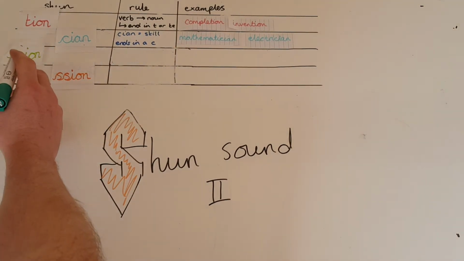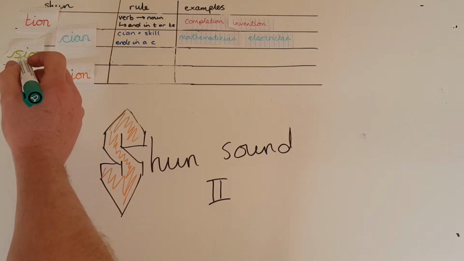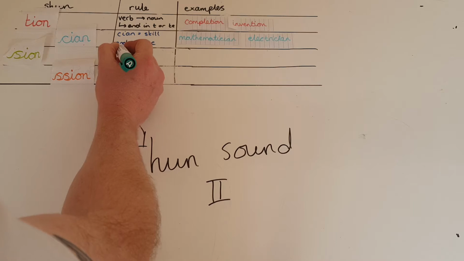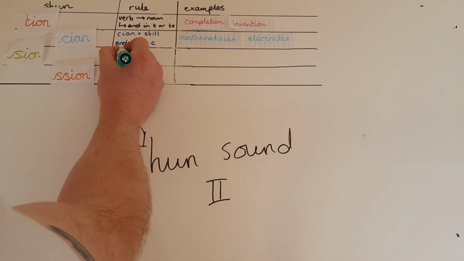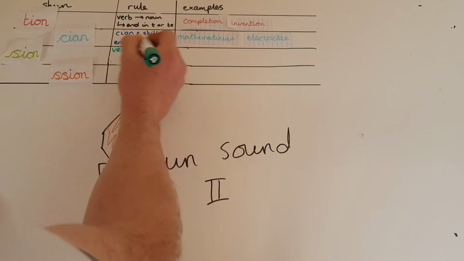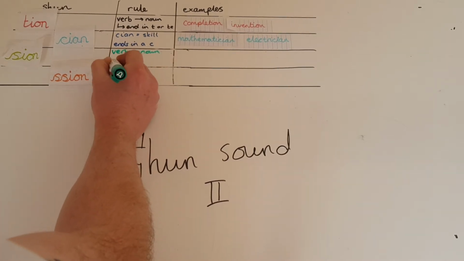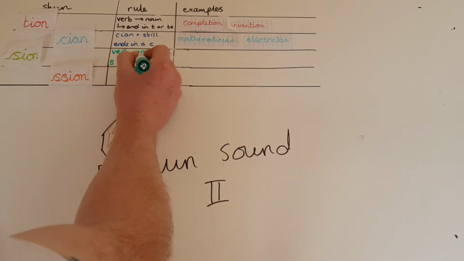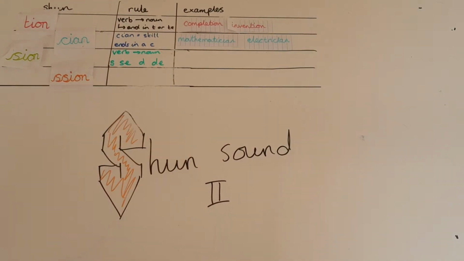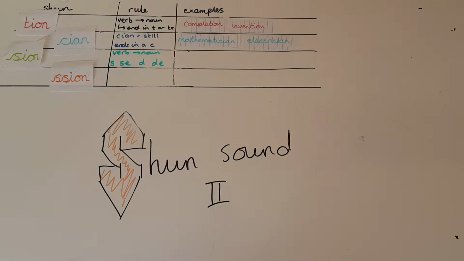So sion, if I remember rightly, is for when the root word ends in an S. Again, it's a verb into a noun. It's if the root word ends in an S, an SE, a D, or a DE. I'll stop there, don't worry, that is all. If the root word ends in these letters, then we use sion.